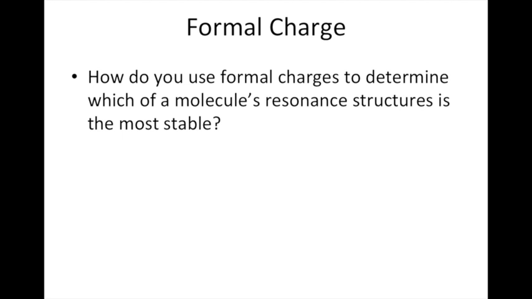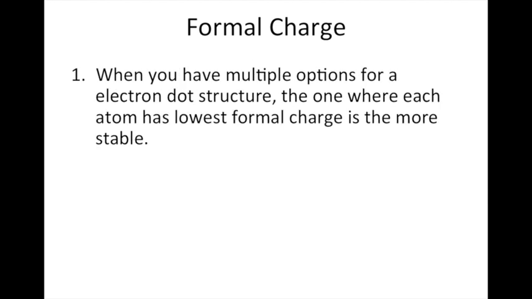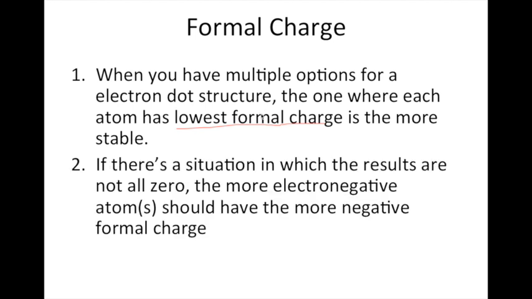Well, how do we do that? First thing we do is draw the resonance structures, and then we calculate the formal charge for each atom in all the different resonance structures. So when you have multiple resonance structures, the resonance structure where each atom has the lowest formal charge is the more stable. So if in one resonance structure all the atoms have 0 formal charges, and another resonance structure for the same molecule has formal charges of, say, +1 and -1, the resonance structure where everything has a 0 formal charge is going to be the more stable.